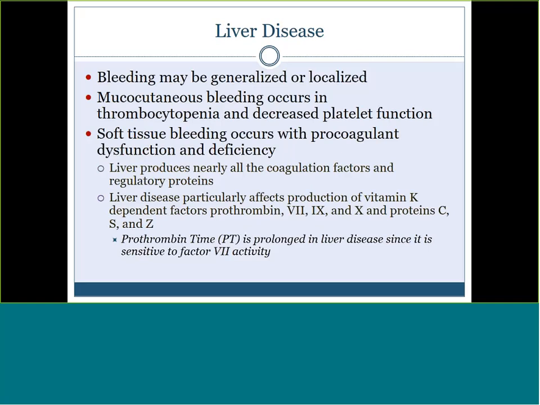Liver disease will really affect those ones. And then it will also affect some of your regulators, proteins C, S, and Z. So as a result, the prothrombin time is definitely prolonged in liver disease because of that factor 7 that's involved, and it's really sensitive to that activity. And since 7 is a vitamin K dependent factor and liver disease is really affecting it, that PT for sure will become prolonged.